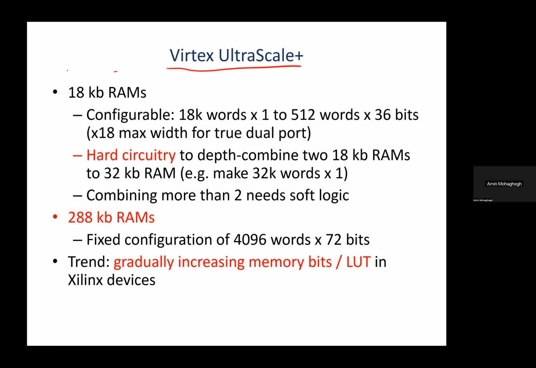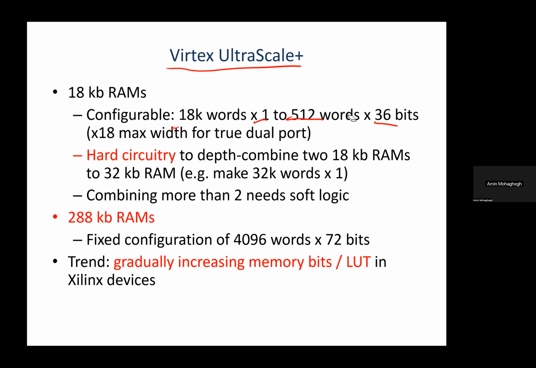Their fundamental RAM block is 18 kilobit, and it's also configurable. So you can make 18,000 words by 1 bit, or you can make 512 words by 36 bits, and various options in between. So it has this configurable muxing. And they do the same trick: if you use true dual port mode, you can't use 36-bit wide words, you max out at 18. It's because they don't want to build all the extra routing ports, same trick.